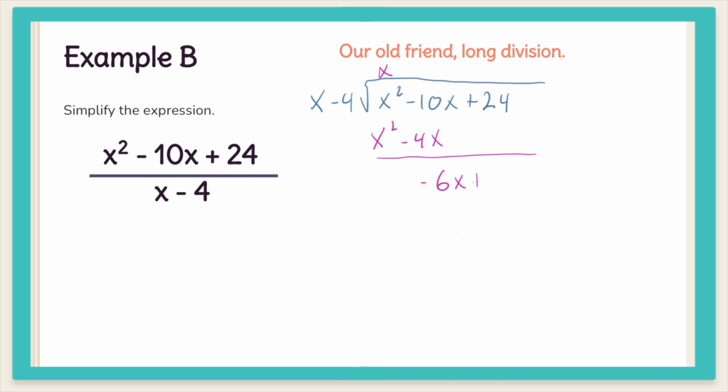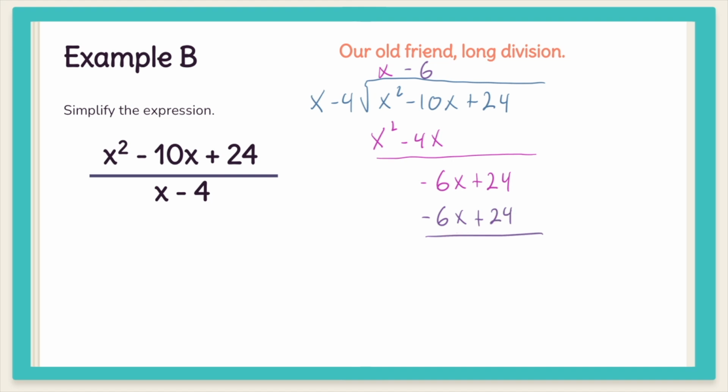We're going to bring down our plus 24. And now again, we're going to look for a term that can somehow get us to negative 6x and 24. So that's going to be negative 6, because we want to do negative 6 times x, which is going to be negative 6x. And negative 6 times negative 4 is going to give us positive 24.